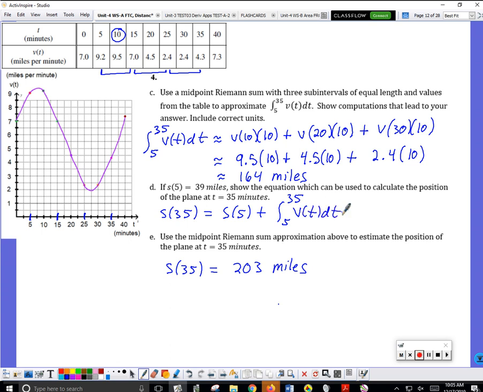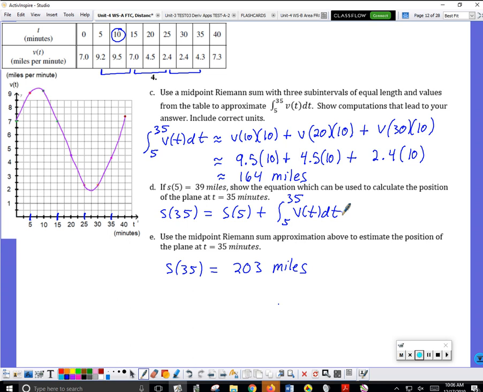Who has this written on their page? Two more questions. And again, you can put in the number here, it's fine. Same thing. So 164 plus 39. Is that right? That's your question.